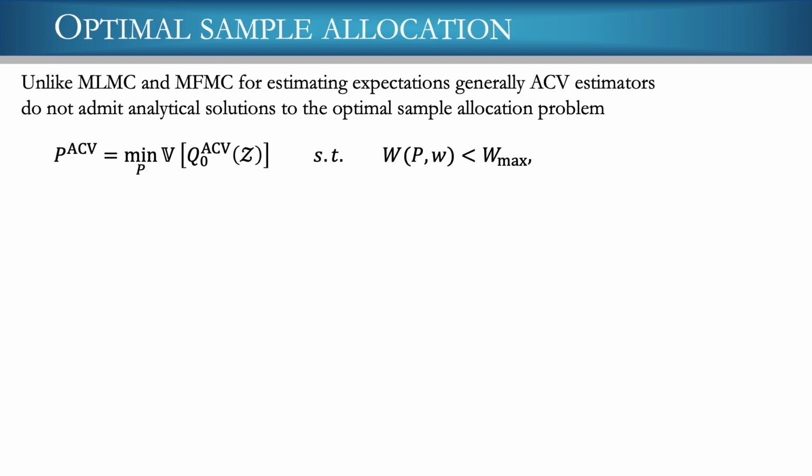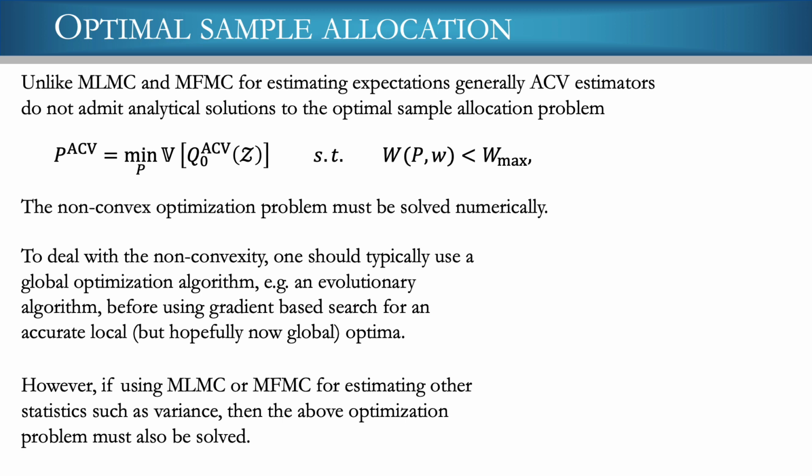In practice, we typically want to optimize the number of samples of an estimator to minimize its variance subject to a budget constraint. The general form of this optimization problem is shown on the slide. It is a non-convex problem that typically needs to be solved numerically. The most robust optimization strategy I've found is to use gradient-based optimization, for example a trust region method, using an initial guess obtained from the solution of an inaccurate global optimization algorithm. The use of the global optimization algorithm helps increase the chance of finding the global minimum rather than getting stuck in a local minimum. This procedure I described works for any ACV estimator used to estimate any statistic.